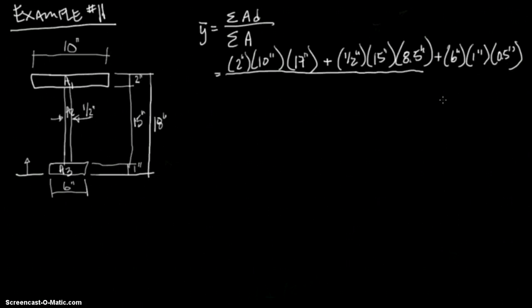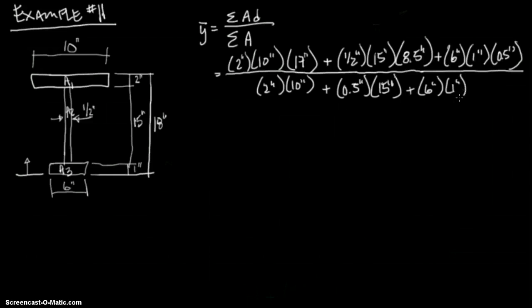Or if it makes sense to you and you can better follow it, you can write it out: 1 plus 15 plus 2 over 2. Then this would be 1 plus 15 divided by 2, and this would be 1 divided by 2. I hope you're following my calculations there, but I'm going to assume you are. 2 inches times 10 inches, that's your area of A1. ½ inch times 15 inches, that's your area of A2. And 6 inches times 1 inch is your area of A3. We're going to go ahead and do the math.